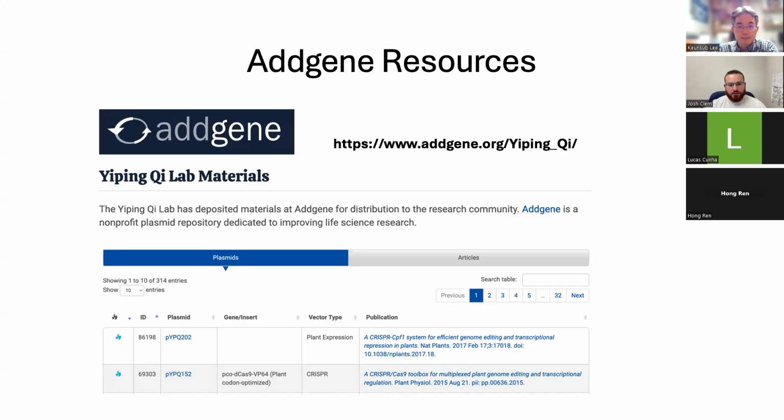I know the multiplex guide RNA entry clones are pYPQ131. For the polymerase III promoter containing vectors, it's 131A or 131B for Arabidopsis, and I believe for rice U3 and U6, it's 131C and 131D. You can double check that information through Addgene here. It's all on there. We also have the ones containing tRNAs and the ones containing the hammerhead and HDV ribozymes.